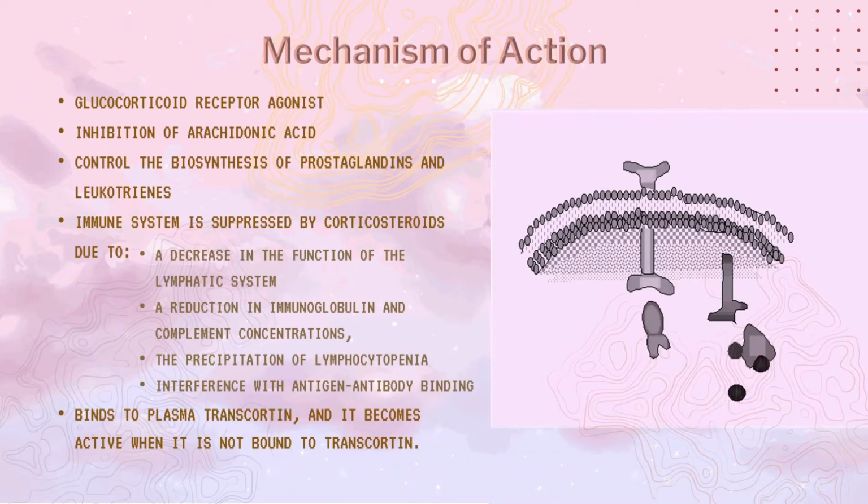The immune system is suppressed by corticosteroids due to decrease in the function of the lymphatic system, a reduction in immunoglobulin and complement concentrations, the precipitation of lymphocytopenia, and interference with antigen-antibody binding. FLUNISOLIDE binds to plasma transcortin and it becomes active when it is not bound to transcortin.